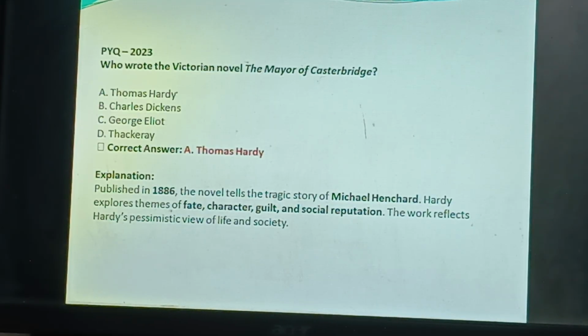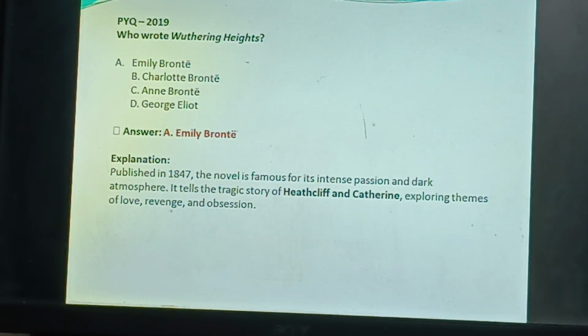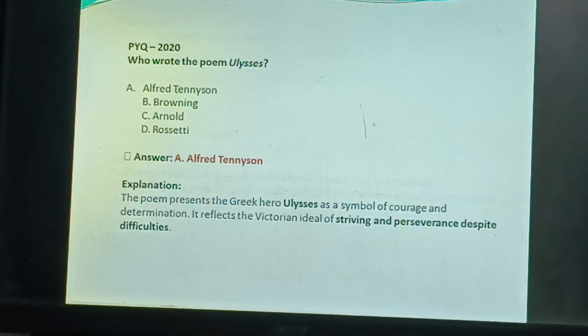Now next, who wrote Wuthering Heights? Anne Bronte, Charlotte Bronte, Emily Bronte, and George Eliot. The correct answer is Emily Bronte. Published in 1847, the novel is famous for intense passions and its dark atmosphere. It tells the tragic story of Heathcliff and Catherine, and explores themes of love, revenge, and absence.